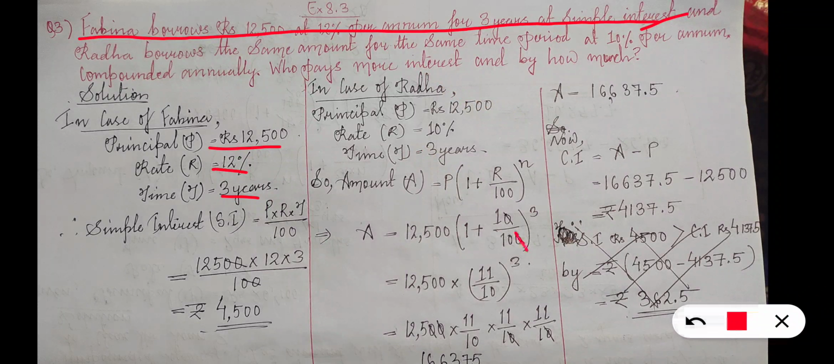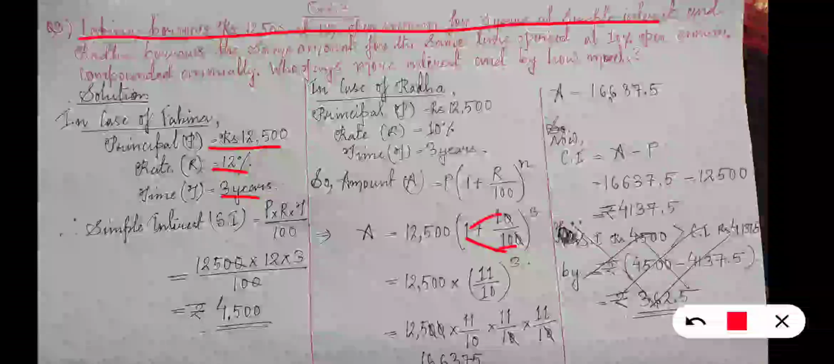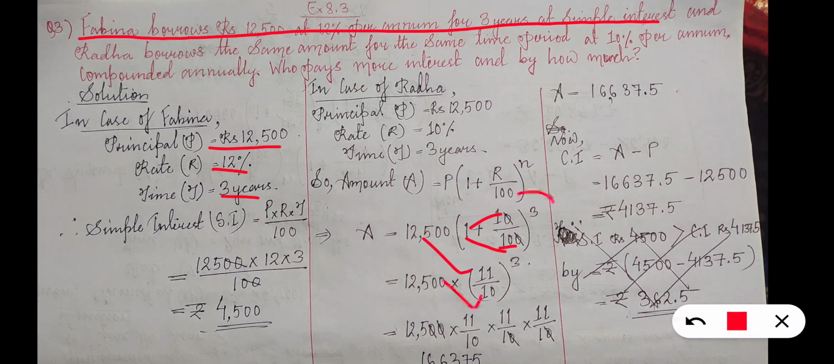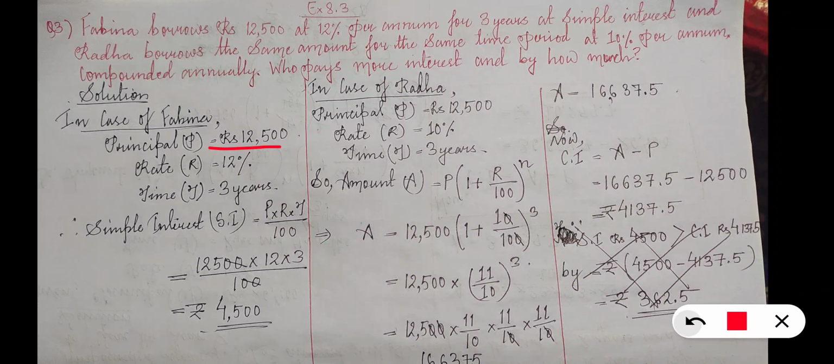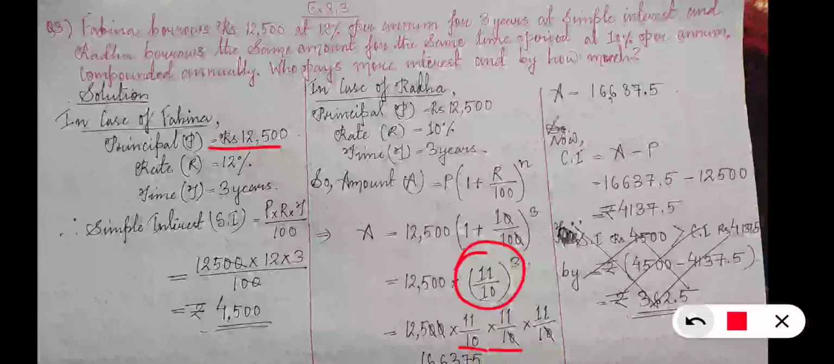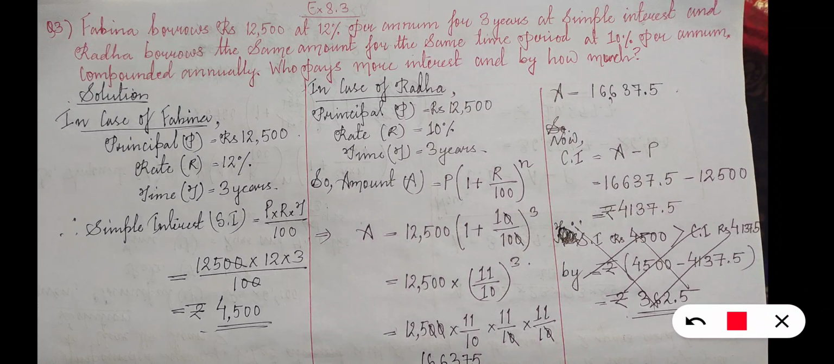Now let's reduce the zeros. So we get 10 plus 1, that is 11 by 10. Exponent is 3. You know how to calculate. So 11 by 10, how many times? 3 times. So we have written it 3 times in the next step. Now we'll reduce 2 zeros, 2 zeros.